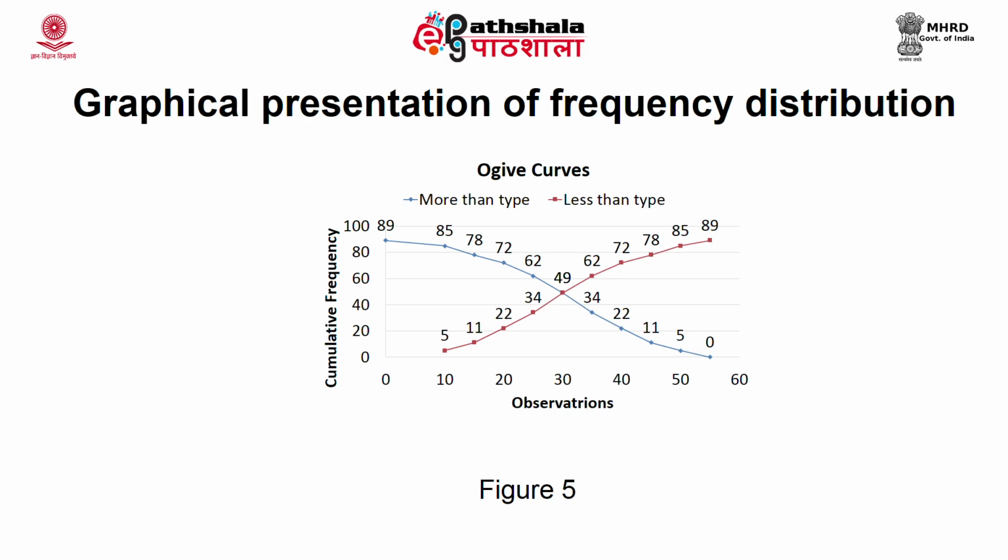Now come to the second ogive curve, that is more than type. We use the same data for graphical representation of the more than type of ogive to see the difference of the two types of ogive curve. So, as we know, in the more than ogive curve we have the total value in the first class interval and we subtract the next succeeding frequency value from the preceding frequency, and similarly you can see here the first value is 89, after that we have 85 and so on. Our last value is 5.